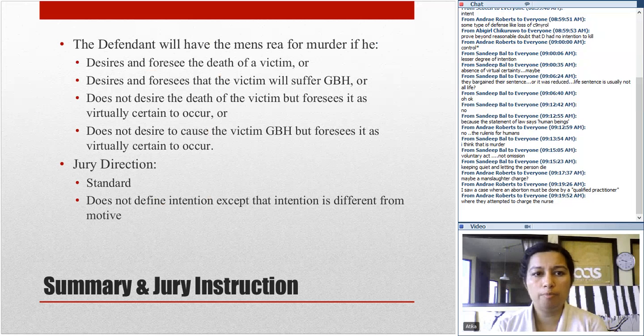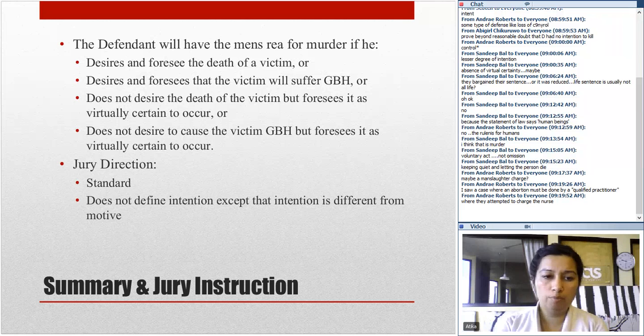Okay, so summary until now. The defendant will have the mens rea for murder if he desires and foresees the death of the victim, or he desires and foresees that the victim will suffer grievous bodily harm, or he does not desire the death of the victim but foresees it as virtually certain to occur, or does not desire to cause the victim grievous bodily harm but foresees it as virtually certain to occur.